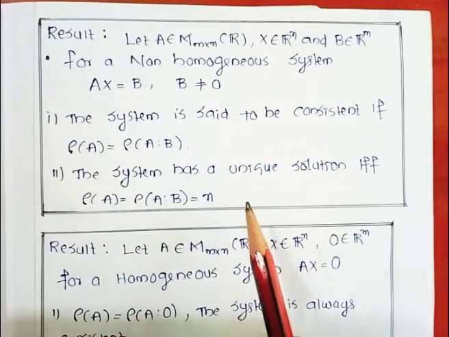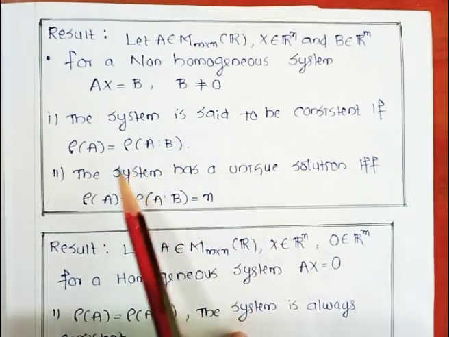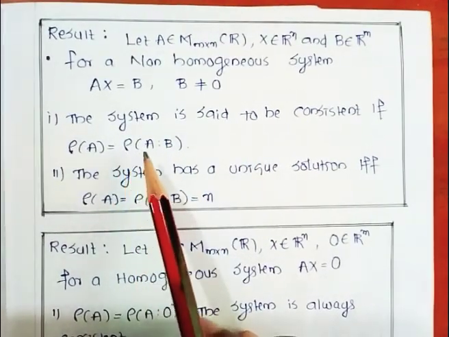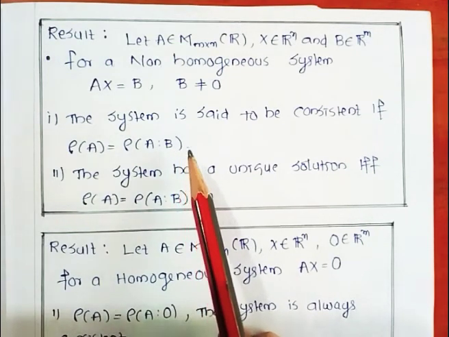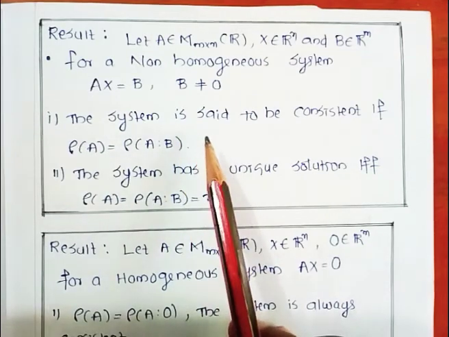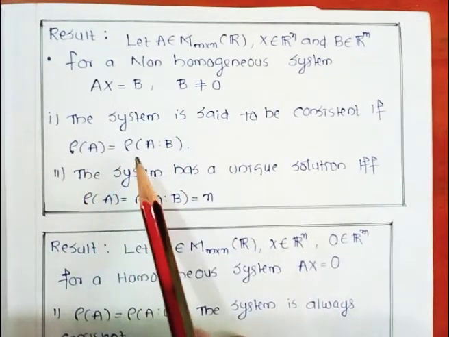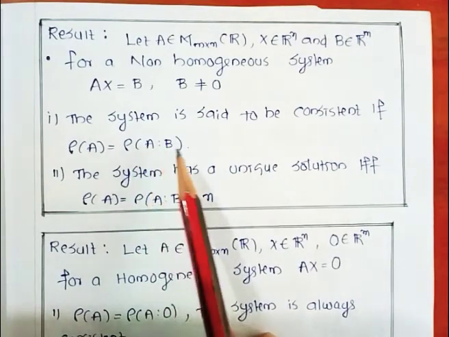The system is said to be inconsistent if rank of A is not equal to rank of the augmented matrix A with B. If the system has a solution, that means the system is consistent. That is, a system is said to be consistent if rank of A is equal to the rank of the augmented matrix A with B.